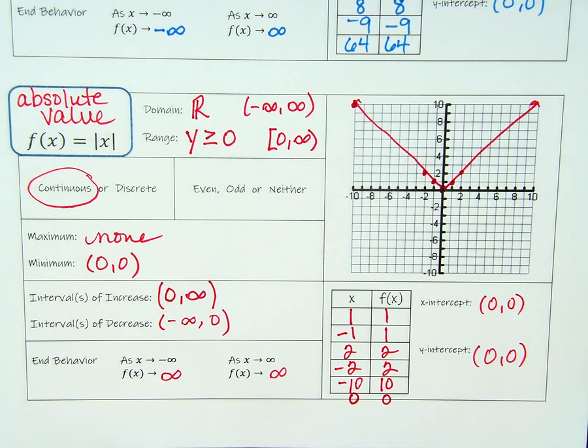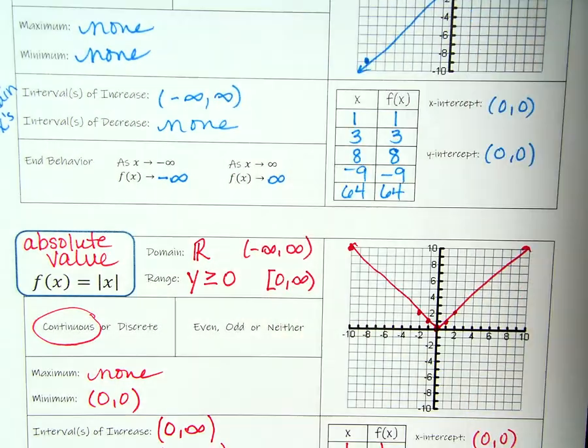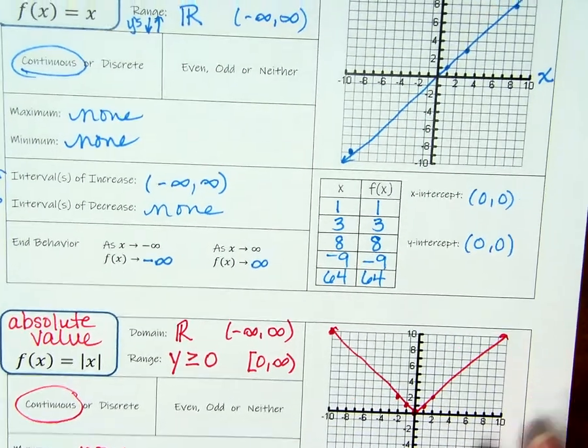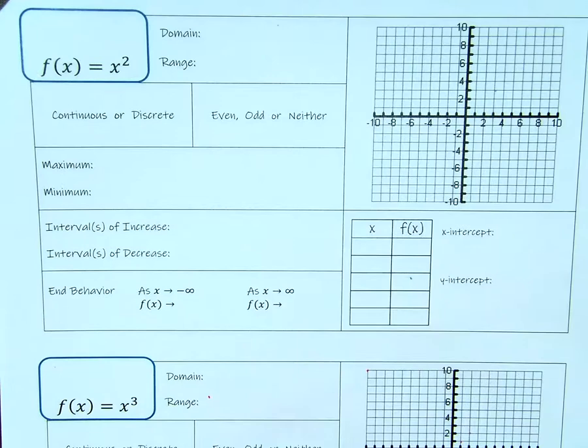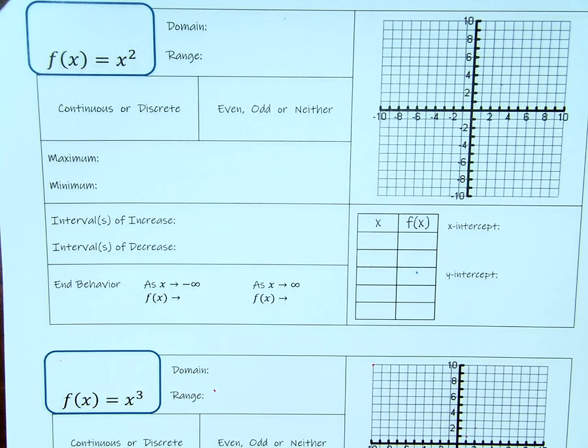We're good. Okay, ready? Any questions on linear or absolute value? Good? So what do you think my first question is going to be?